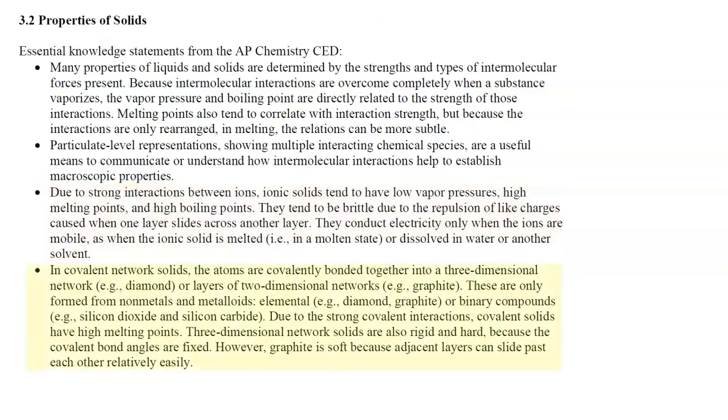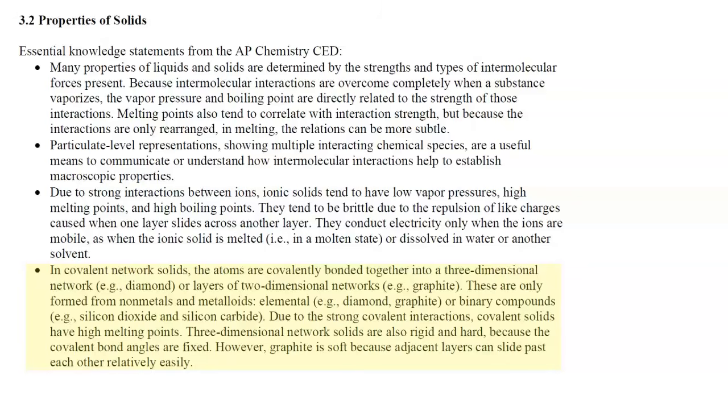In covalent network solids, the atoms are covalently bonded together into a three-dimensional network, for example, diamond, or layers of two-dimensional networks, for example, graphite. These are only formed from nonmetals and metalloids. Elemental, for example, diamond and graphite, or binary compounds, for example, silicon dioxide and silicon carbide.